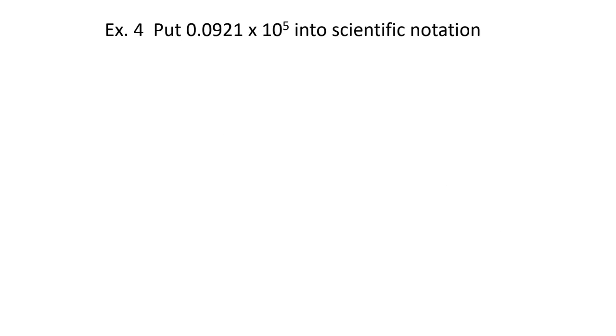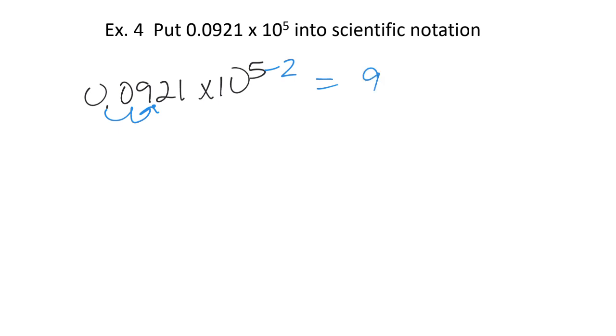Okay, so now let's look at 0.0921 times 10 to the 5th. Obviously, that's not in scientific notation because the decimal's not in the right place. So we're going to rewrite the number 0.0921 times 10 to the 5th. Now we're going to move it. This is where we want to go. So 1, 2. We moved it to the right, so we're going to subtract. So we get 9.21 times 10 to the 3rd.